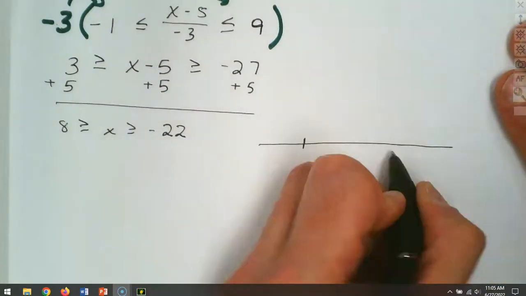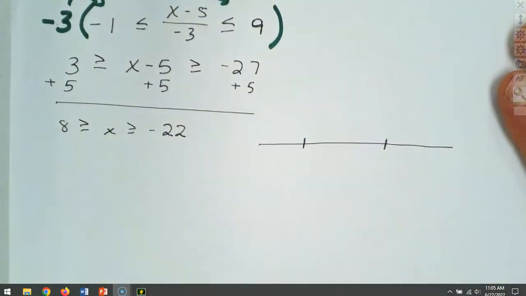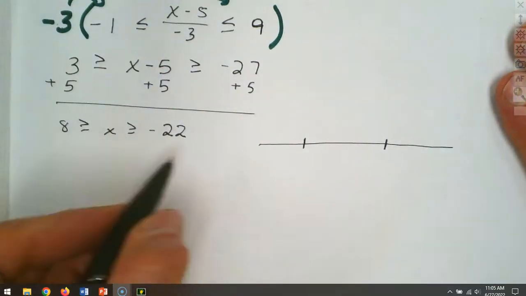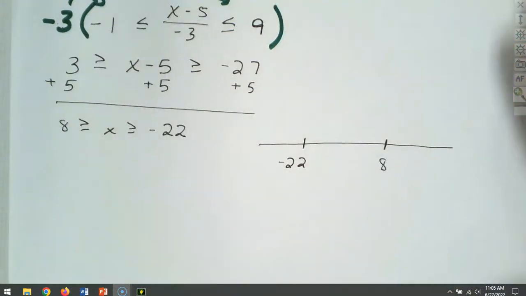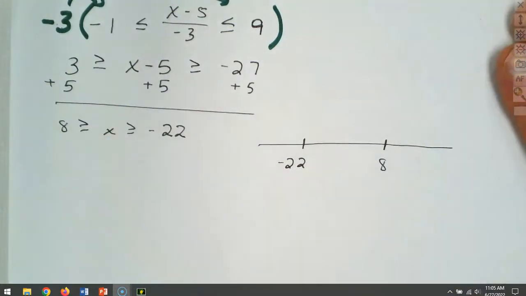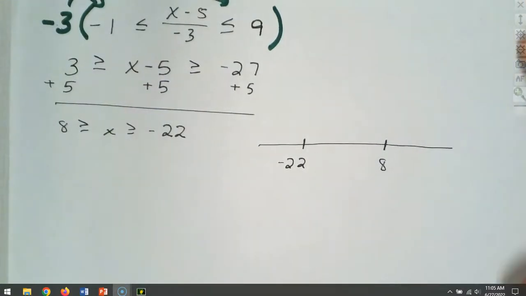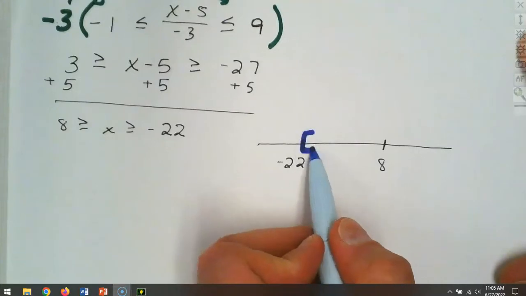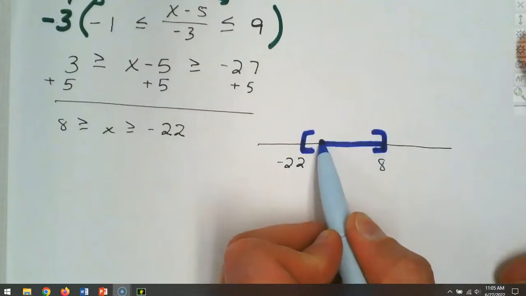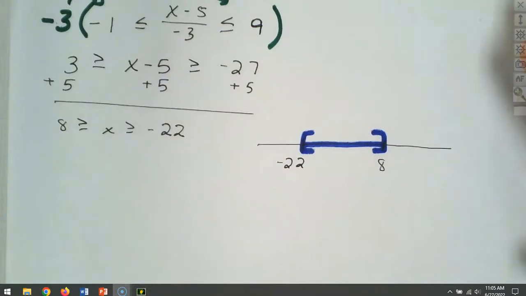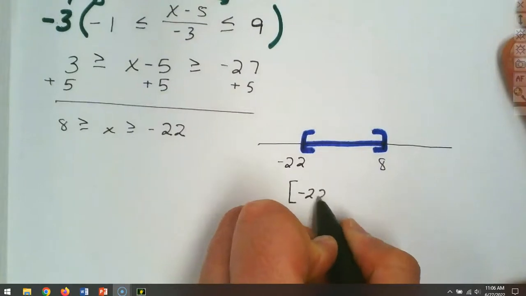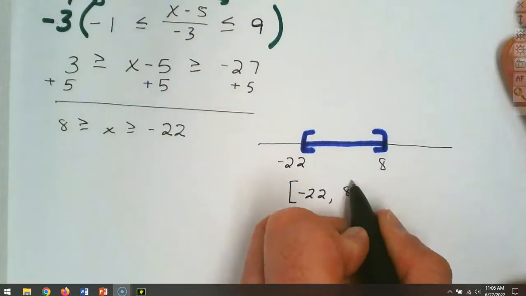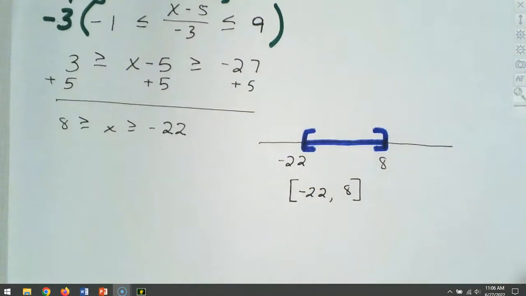When we place these on the number line, we need to make sure that we put them in the correct order. We flipped our symbols, so that means we have to flip how they go on the number line as well. Negative 22 is the smaller of the numbers, so it's going on the left. 8 is going on the right. We need square brackets for both of these, and the solution is in the middle. So what does that look like in interval notation? It looks like negative 22, comma, 8 with the square bracket.